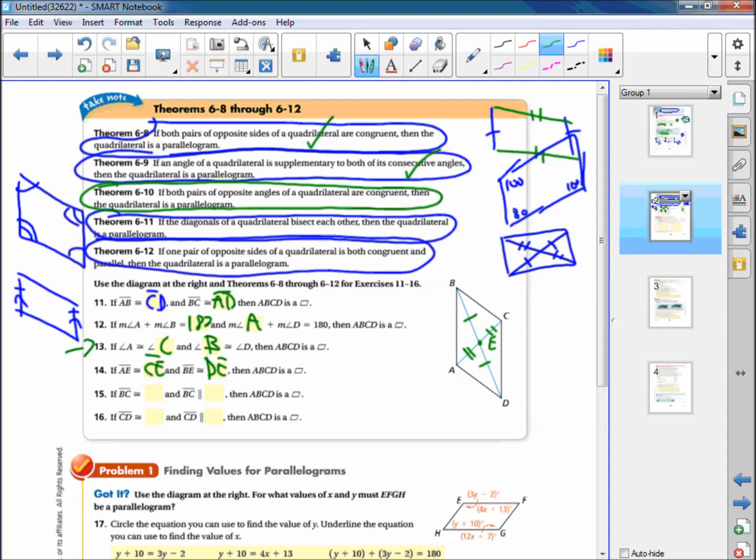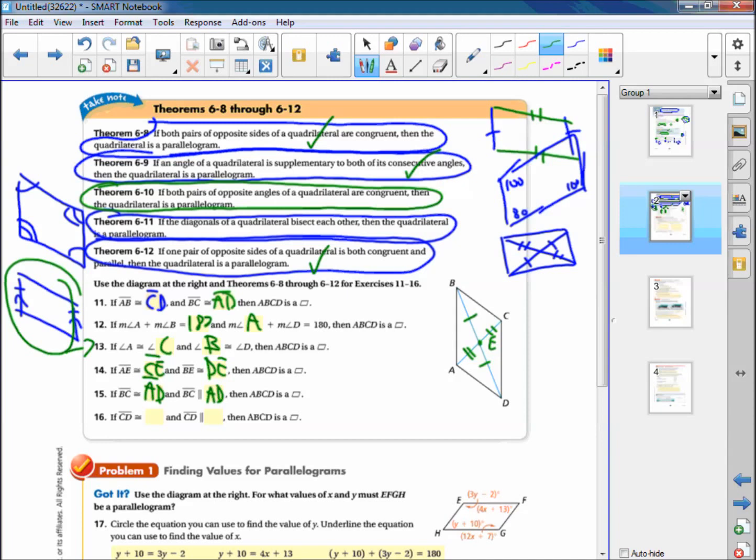All right, so if BC is congruent to the opposite side, AD, opposite sides of a parallelogram should always be congruent, and BC is parallel to AD, we have a parallelogram. That's this picture that came from here. If one pair of opposite sides of a quadrilateral is both congruent and parallel, then you have a parallelogram. Okay, so BC and AD.